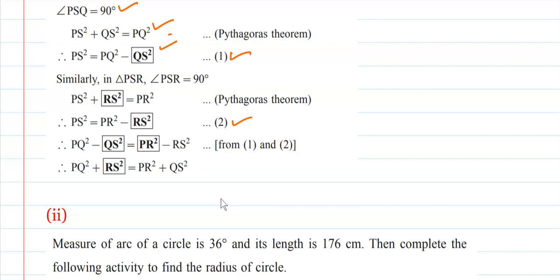1 and 2. Equate it. PQ square minus QS square is equal to PR square minus RS square. Therefore, PQ square minus RS square, we will bring here, and minus QS square we will bring here. And hence it is a proof.